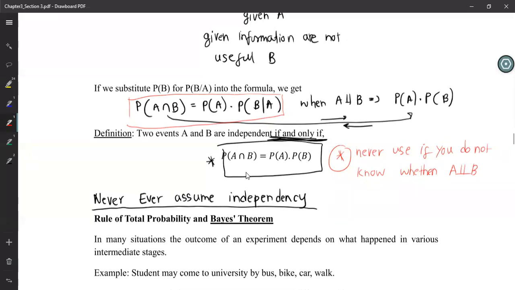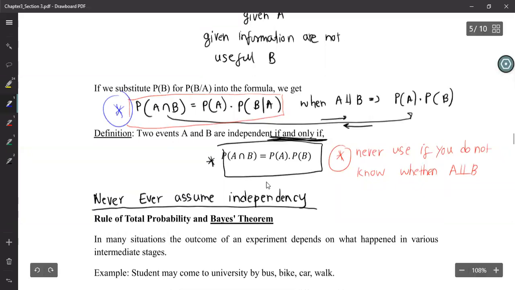So never ever assume independency. If you have to calculate the probability of A intersection B, never use this multiplication PA times PB unless you know for sure A and B are independent, or it is given, or it is stated in the question. Is that clear to all of you? Again, you never assume independency. Only if it is given in the question or context, or you have already proved that they are independent, then only use this red star equation. Else, you have to go with this blue star equation. Why? The blue star will automatically become the red star equation if A and B are independent. So you don't have to worry.